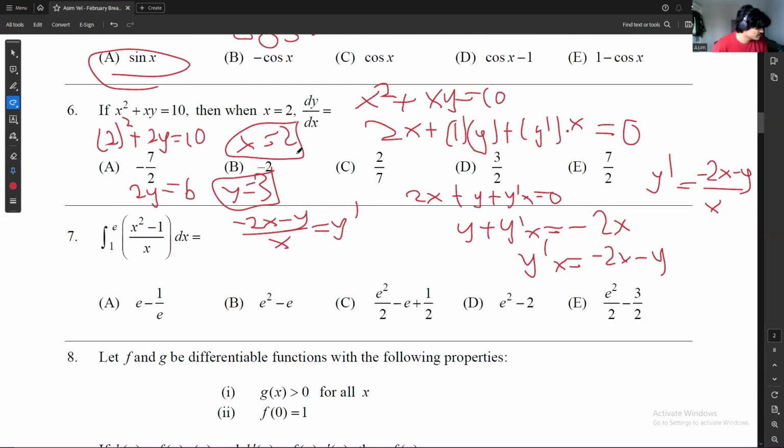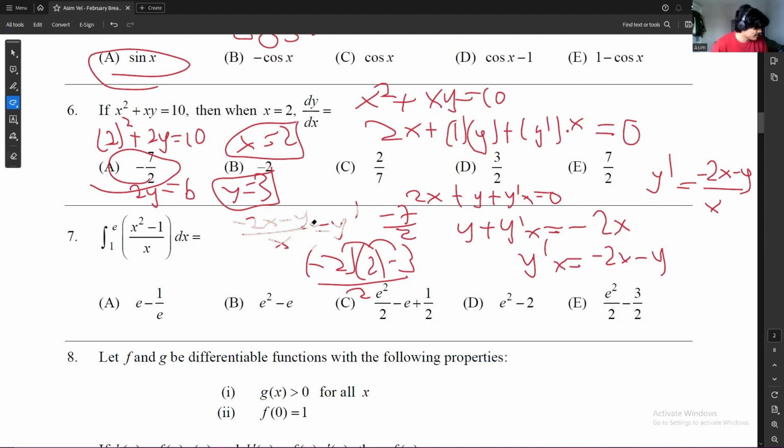Okay, so we're going to plug it in over here. Negative 2 times 2, negative 3, over 2. And this will end up being negative 4 minus 3, which is going to be negative 7 over 2. Answer choice A. Yeah, this is a little bit of a mess, so I'm going to erase everything so we can move on to question number 7.